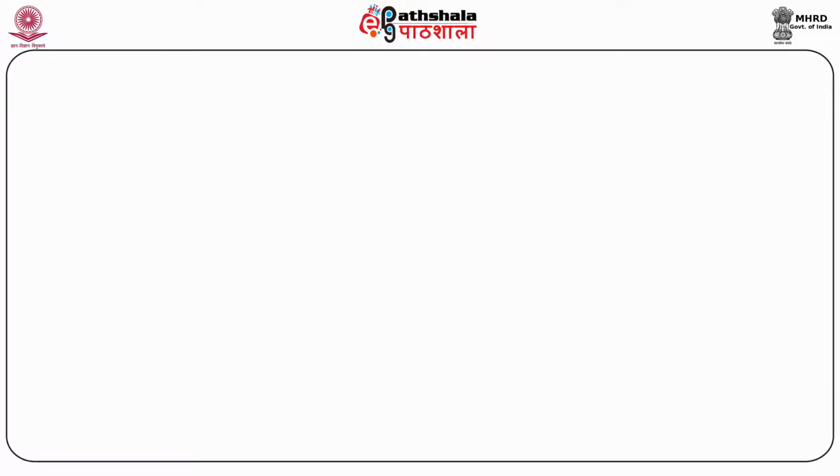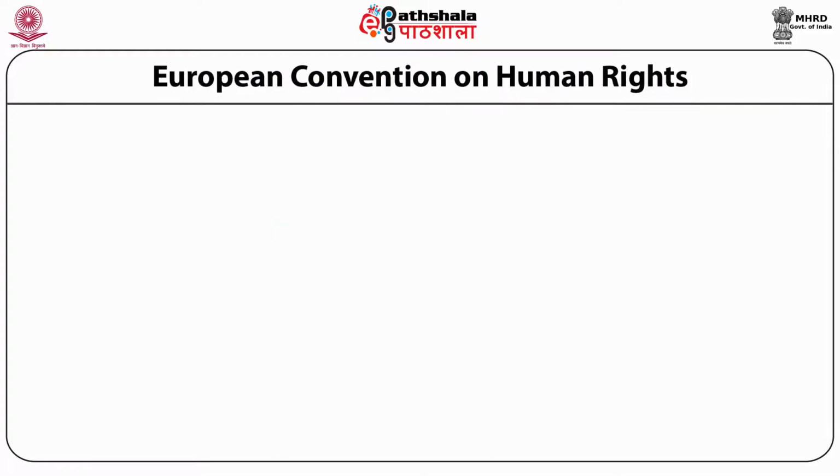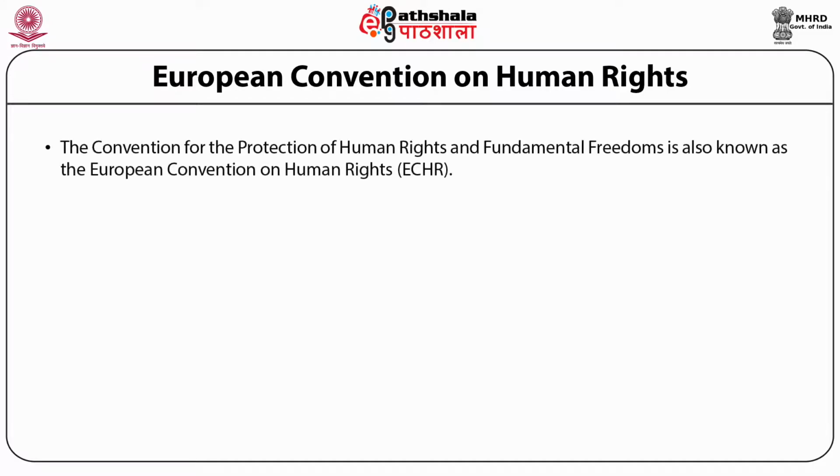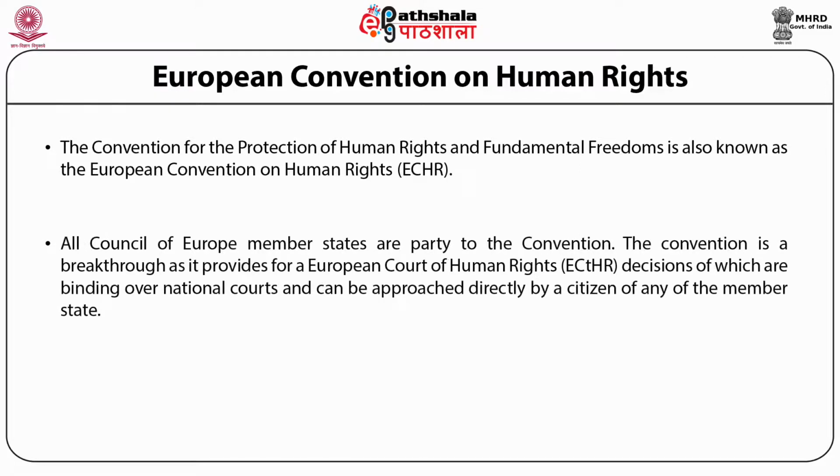Now we come to the regional instruments that protect the right to free speech and expression. Perhaps the most important and significant regional instrument is the European Convention on Human Rights, the Convention for the Protection of Human Rights and Fundamental Freedoms, as it is also known. The ECHR is undoubtedly the one instrument that binds all of Europe together. All Council of Europe member states are party to the convention. The convention is a breakthrough as it provides for a European Court of Human Rights.